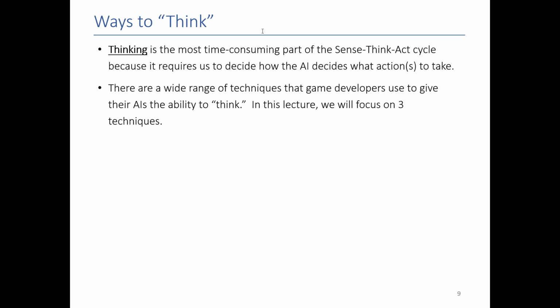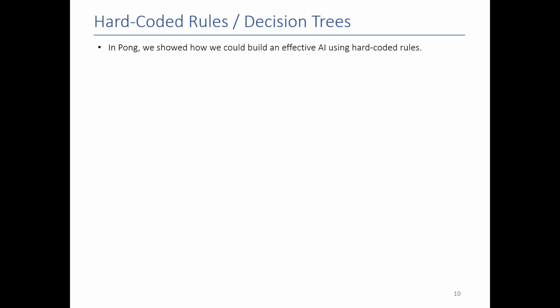There's a lot of techniques that you can use to think, but for this class I'm going to introduce three of them to you. Hard-coded rules, finite state machines, and search trees. So with hard-coded rules, we're trying to write down all of the specific things that an AI needs to think about to arrive at the best decision. So in Pong, we already did this. We wrote a set of if-then statements that controlled what we should do with the paddle based off the location of the ball.